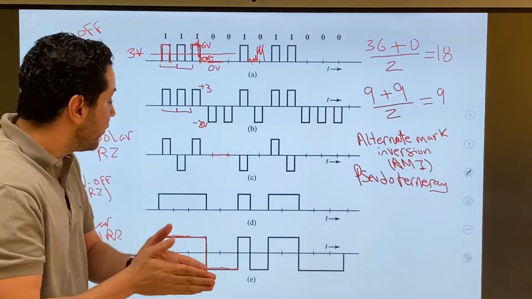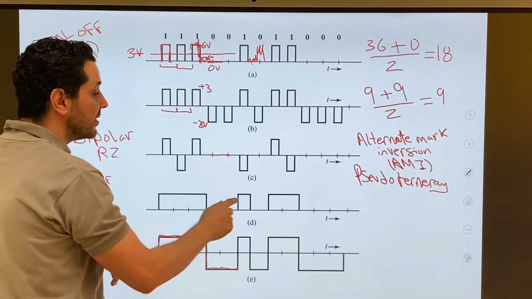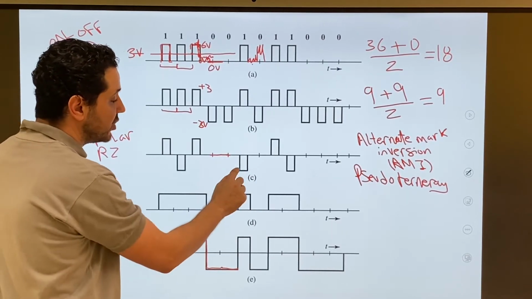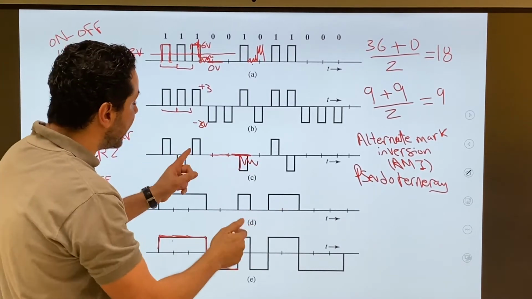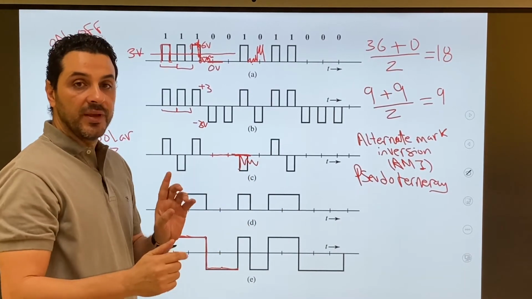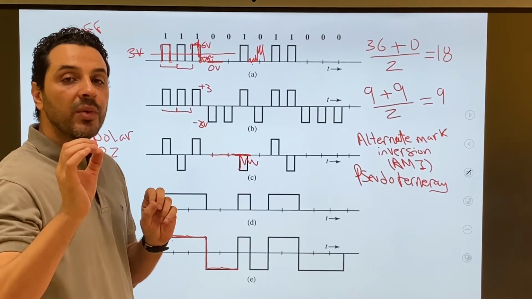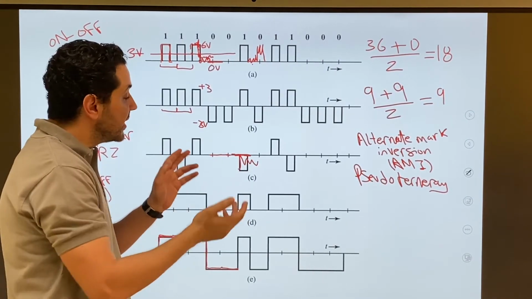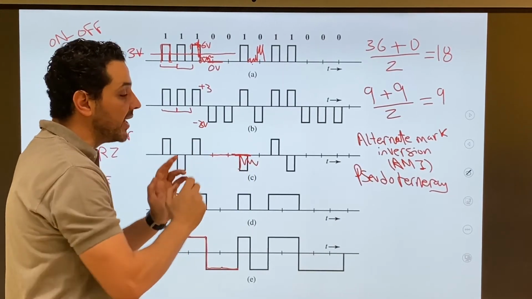How is that? For example, assume that the receiver by mistake detects that this one is 0. This binary 1 that was transmitted as binary 1, due to noise, the receiver is going to detect it as 0. Then the receiver will find that it has binary 1 and binary 1, both of them with positive pulses, right? Then the receiver will detect that there must be an error that happened in the middle, because it's impossible to get a positive pulse followed by a positive pulse. A positive pulse should be followed by a negative pulse.